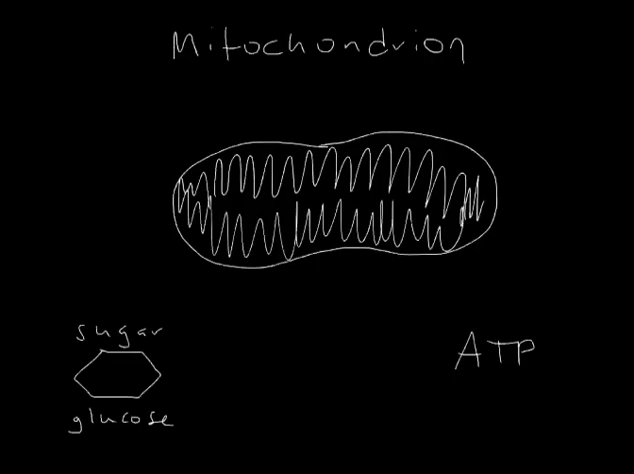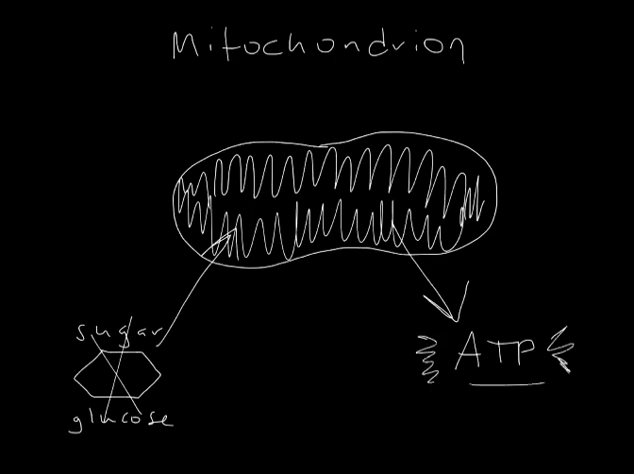Mitochondria are the sites of aerobic cellular respiration. A mitochondrion takes sugar molecules, which are broken, and uses those parts to manufacture ATP, which is the molecule that's the usable energy of the cell.